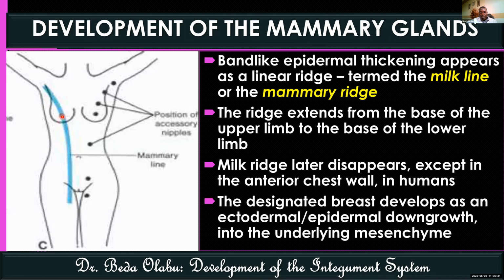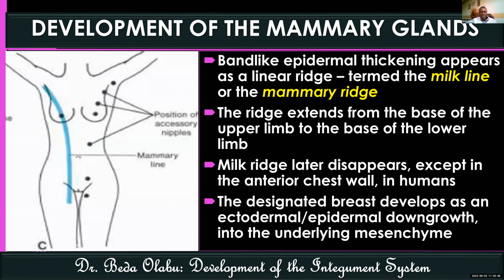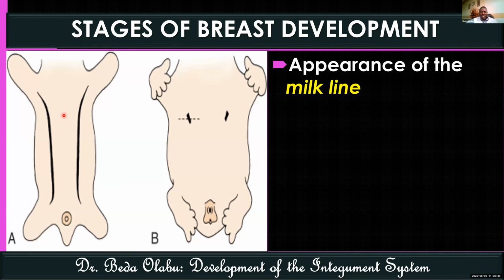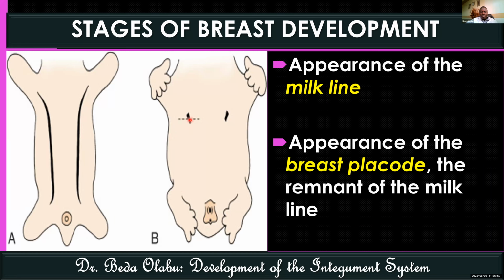What's going to happen is that the ectoderm in that region will then also undergo a downgrowth into the underlying mesenchyme. Just like the way the sweat glands developed, that's the same mechanism by which the breasts are going to develop. So in this image, you see that we have the milk line, and then the milk line disappears except at the anterior chest wall. So at the anterior chest wall, that's where you're going to have the breast developing.